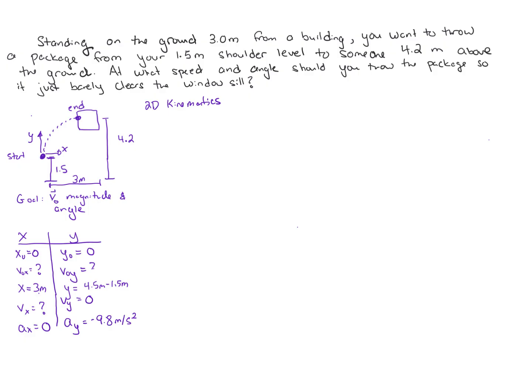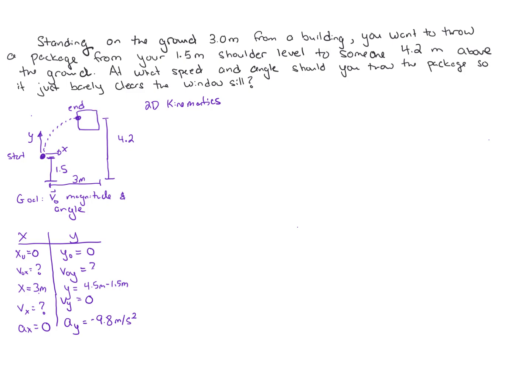With the goal of the initial velocity, magnitude, and angle, right? At what speed and angle should I throw the package so that it just clears the windowsill? So at what speed should I throw it? That's at the start, so that's the initial velocity. Okay, so there we are. That's my goal. What velocity should I throw it for it to have this motion?